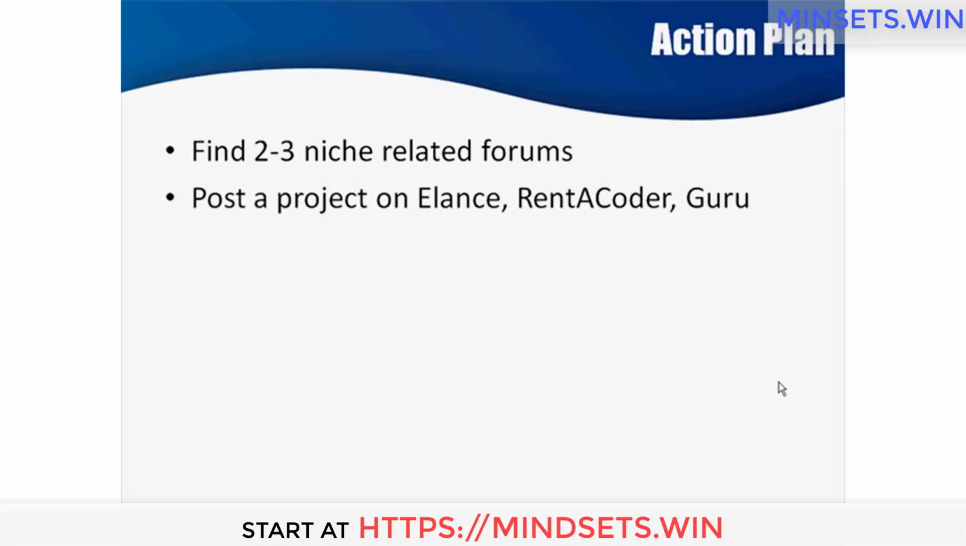Post a project on Elance. You want to make sure, by the way, that those forums meet all the requirements. You got 4,000 to 5,000 members. They do allow signatures with a link in there. Got to make sure that it does pass that. Then go to Elance, RentACoder, Guru, iFreelance, whatever you want. Post the project. Then go back, sign up at the forums, and start posting.